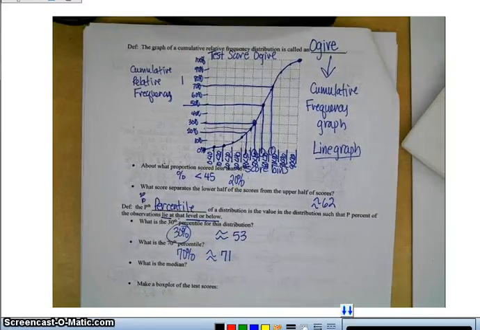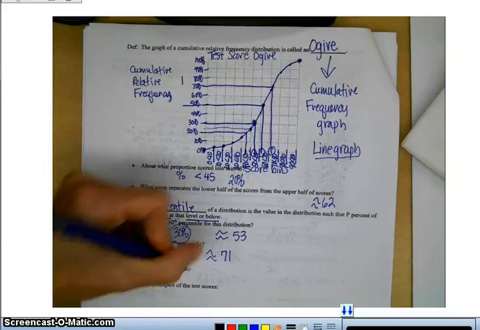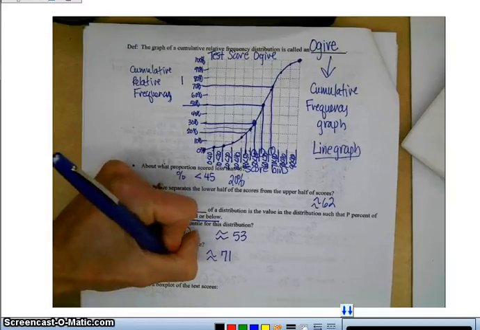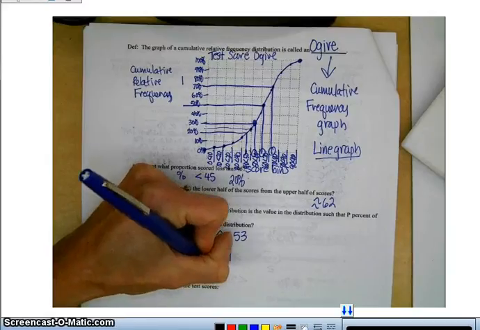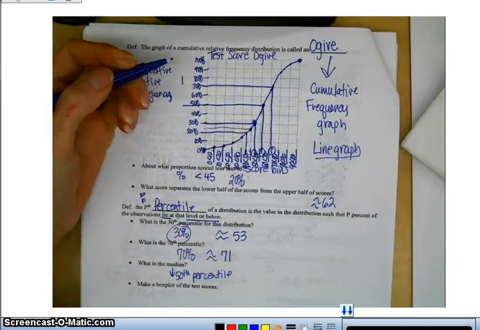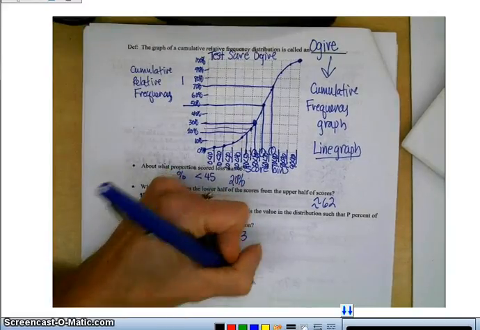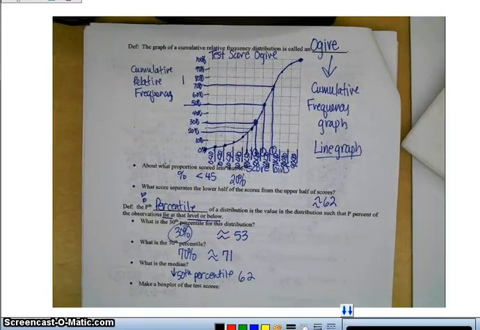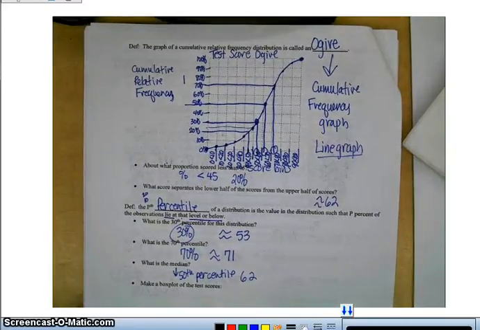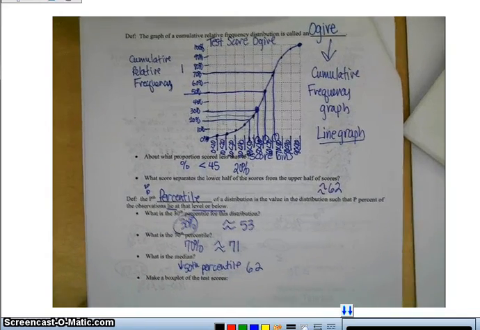What is the median? The median would be the middle. The median is the 50th percentile. That's really all the median is. So we already found the 50th percentile. That would be 62. We already did that. Make a box plot of the test scores. All right, it's very important that you can go from this Ogive to a box plot.